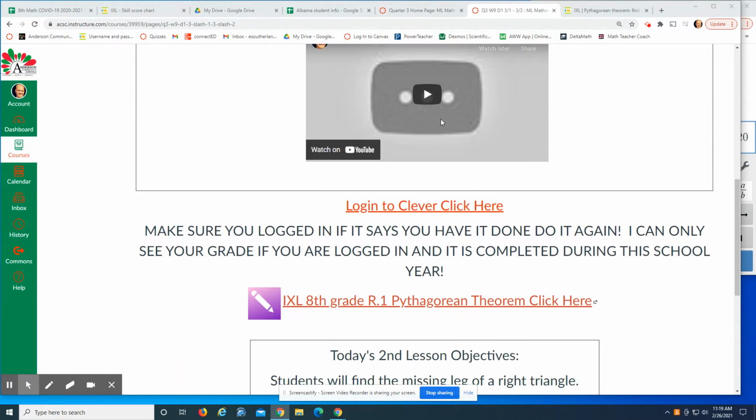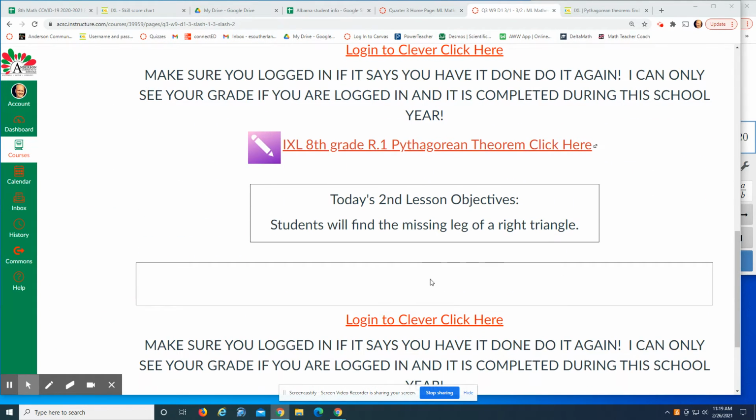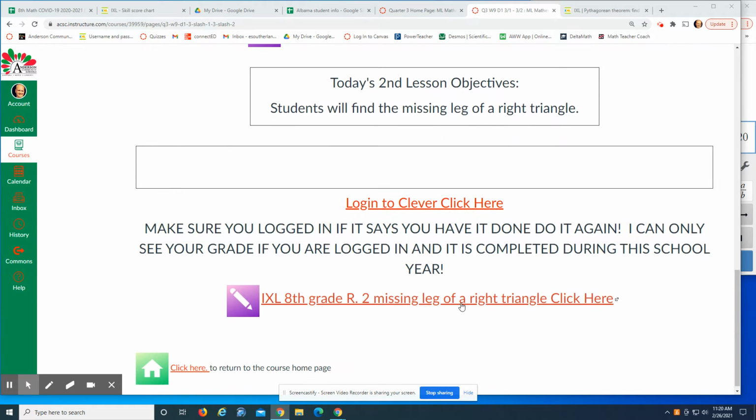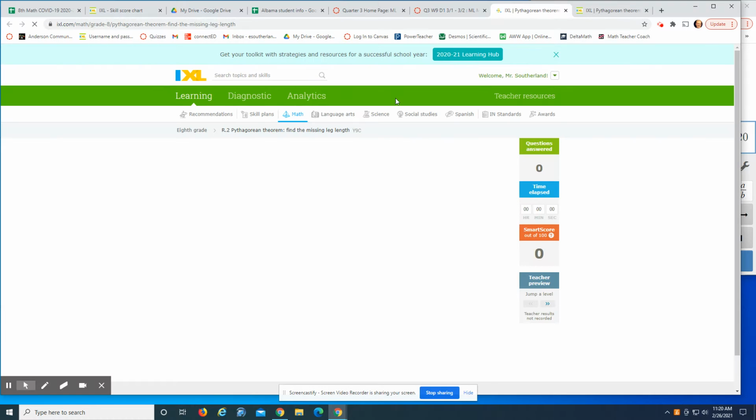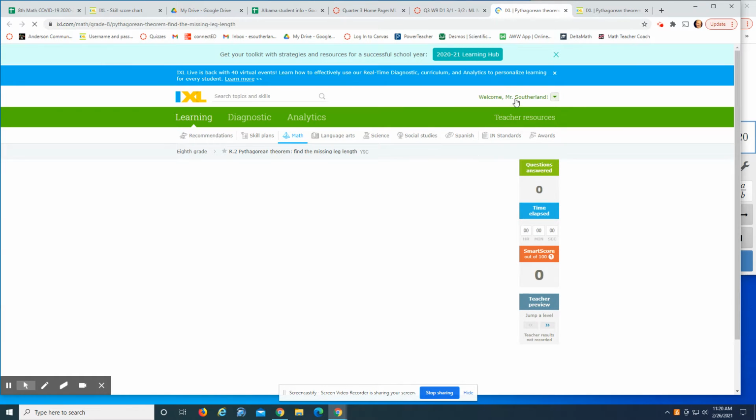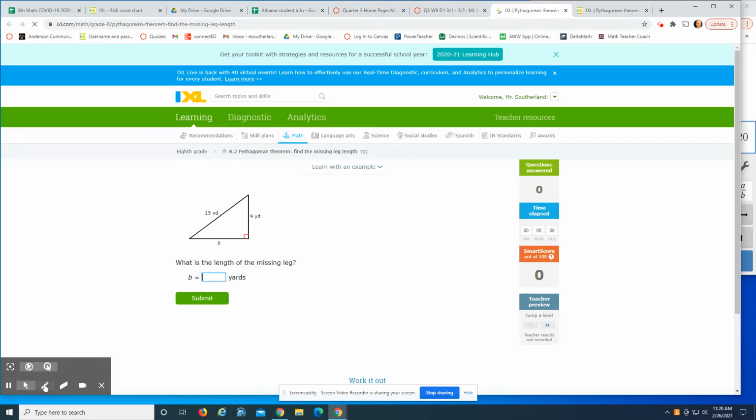For today's second lesson, the video will be posted here. We're going to find the missing leg of a right triangle. In the previous video, we found the missing hypotenuse. First, make sure your name's up here in the right-hand corner. And remember that for right triangles, the Pythagorean theorem says that a squared plus b squared equals c squared.